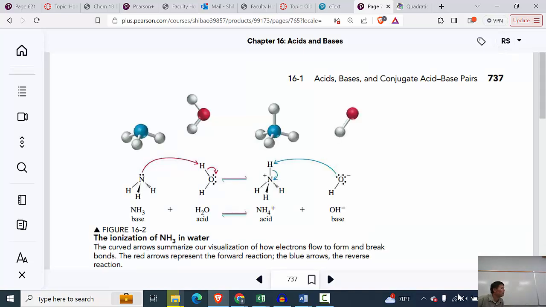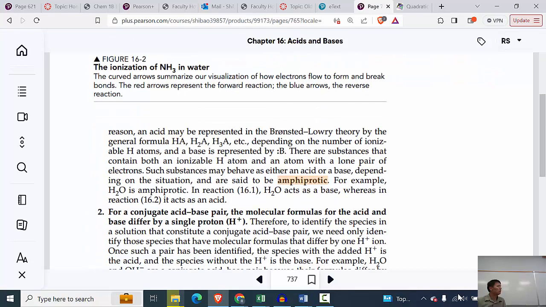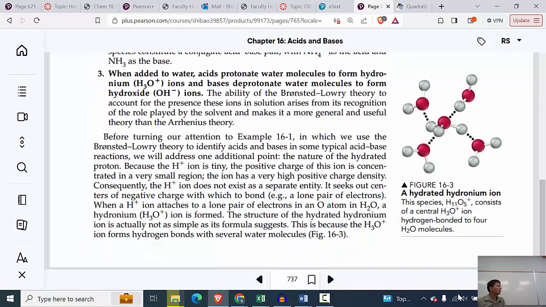Here's another one. Here's the base ammonia attacking water. This is called Kb. The previous one is called Ka. A stands for acid hydrolysis, B stands for base hydrolysis. And so when we do acid and base calculations in water, we're doing Ka and Kb.